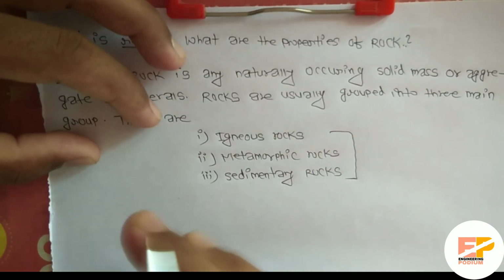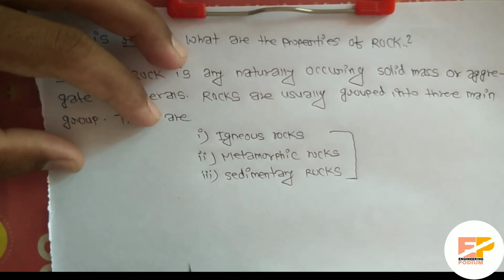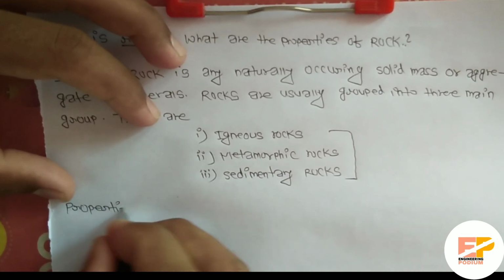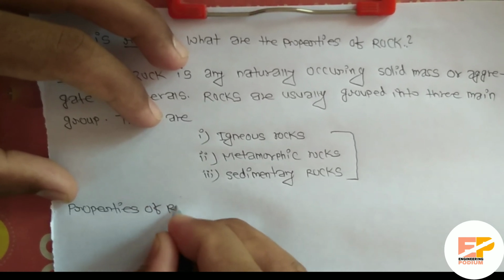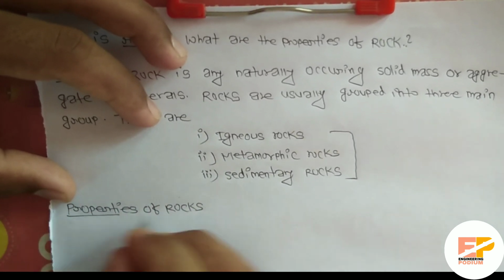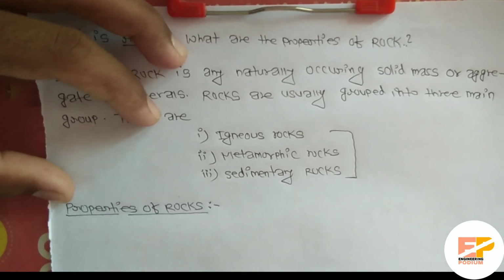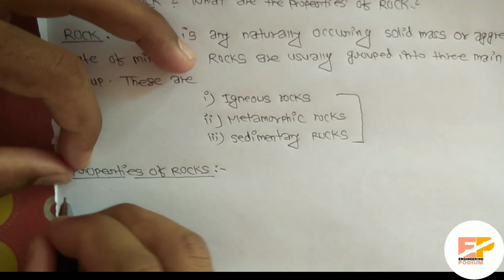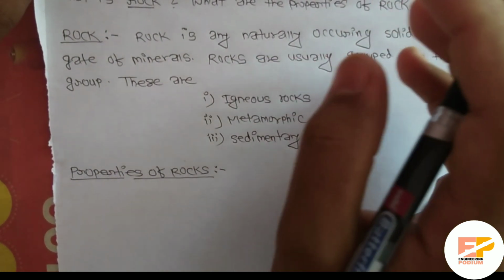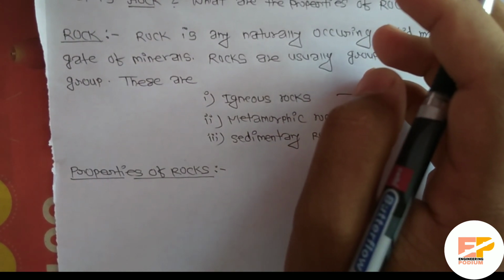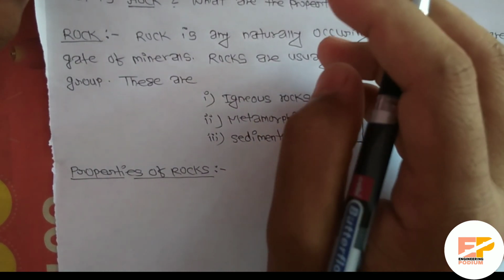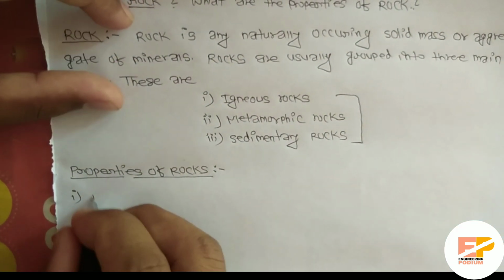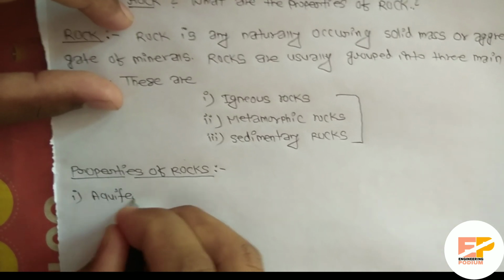So moving on to the next, that is properties of rocks. Now I am going to define the properties of the rocks. There are four properties of the rocks: Aquifer, Aquitard, Aquiclude and Aquifuge. Let me define you one by one. So first one is Aquifer.